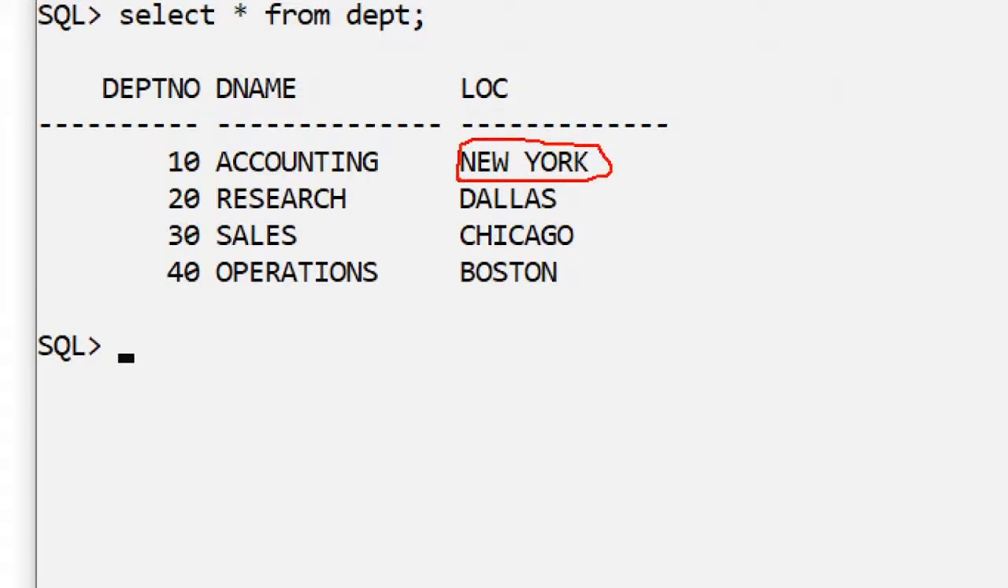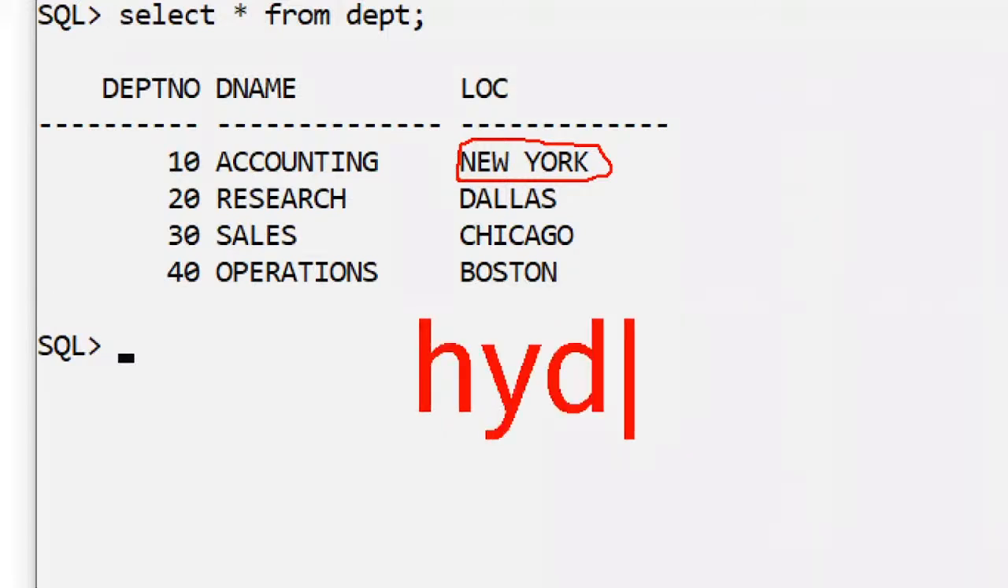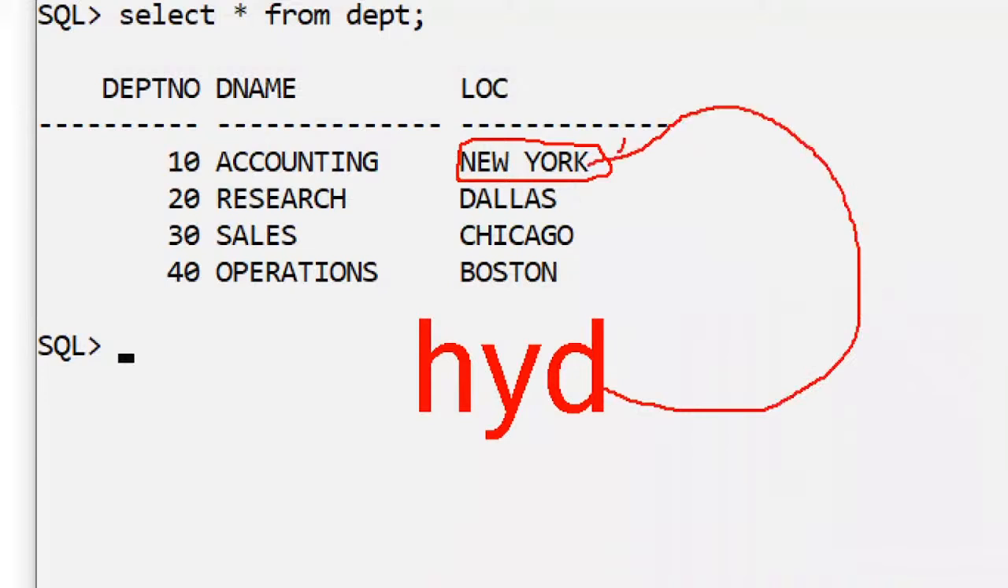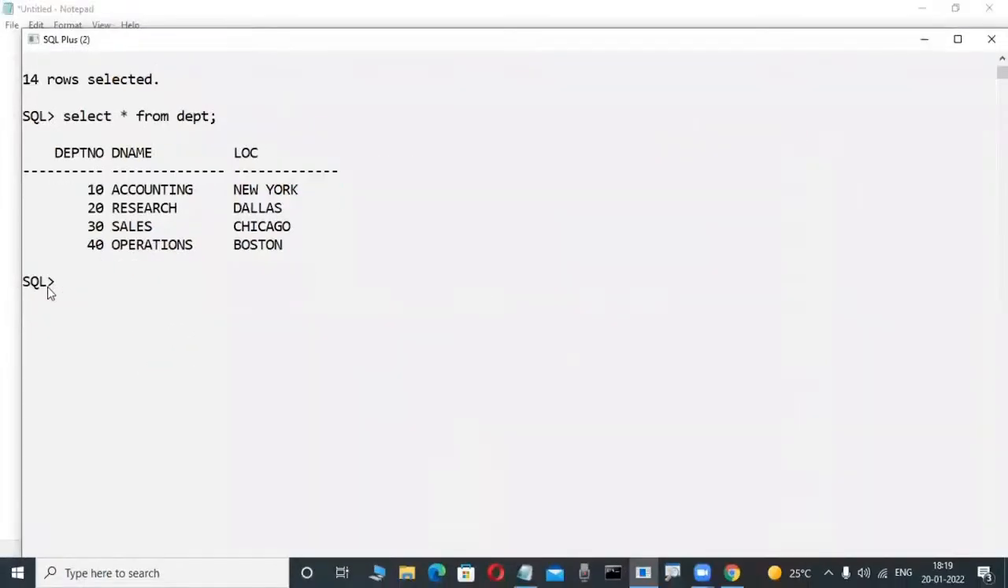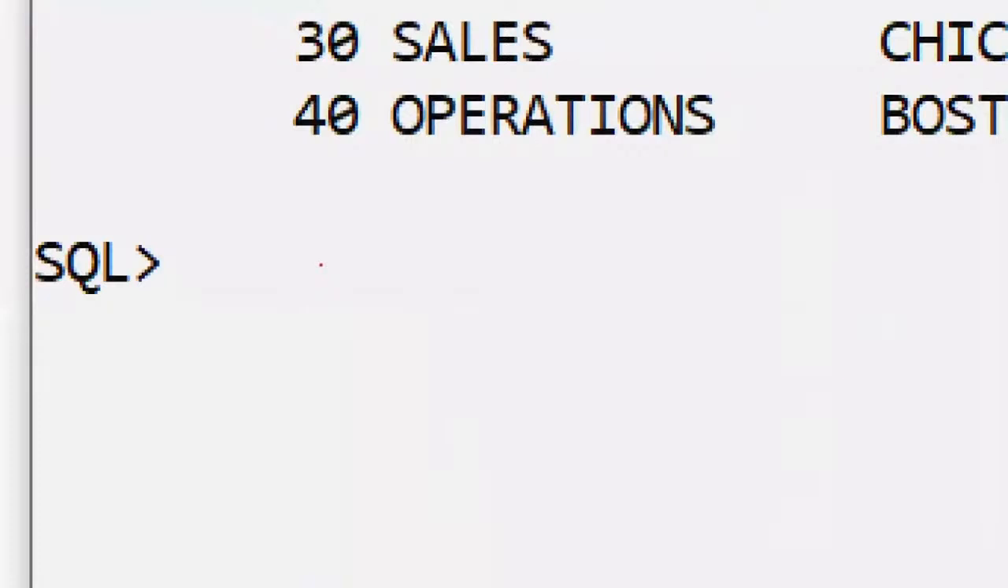In my project, I want to change this New York location into Hyderabad as the location. Suppose I want to change this New York location into Hyderabad in this relational database. How can I do it? Just at the SQL prompt, using the SQL language.